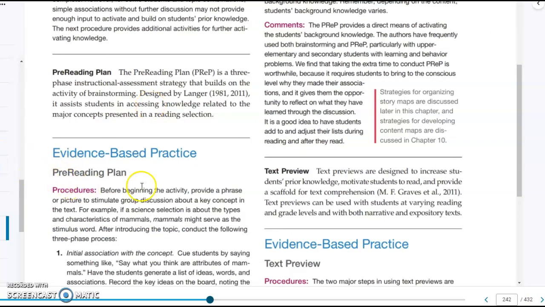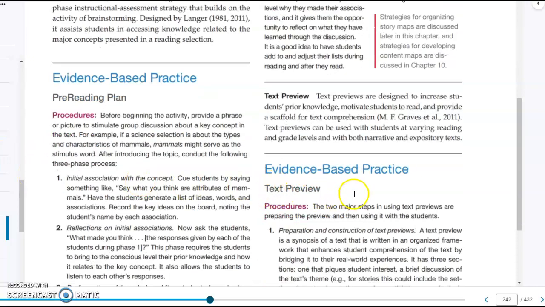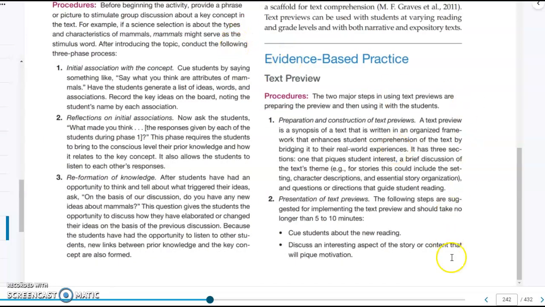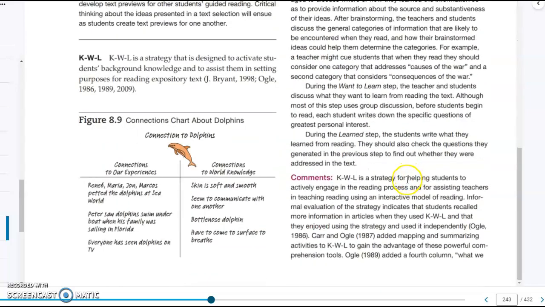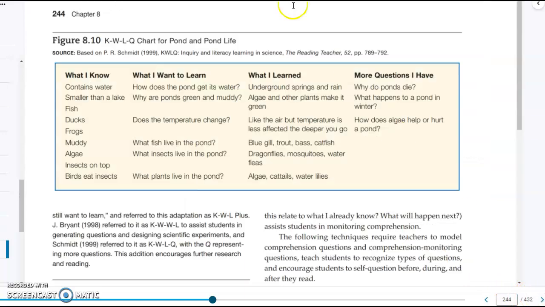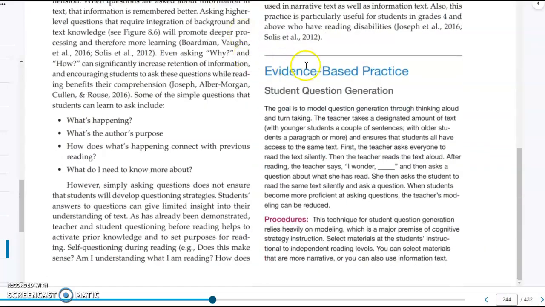There's a pre-reading plan. There's text preview. So again, evidence-based practices, there is research that has been done about these practices and it proves that these practices work. These are kind of those best practices. KWL, you all probably know what that is, right? What do I want to know? Or excuse me, what I know already, what I want to learn, and then we're going to recall what I learned. So again, take a few minutes and make sure you're looking through these evidence-based practices in the textbook.